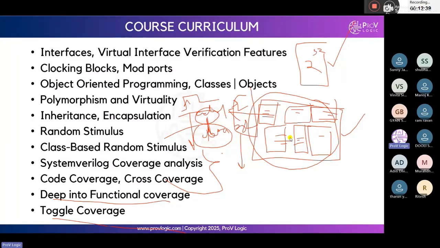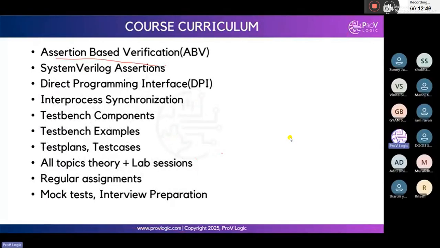Okay, coverage we do for verification. Validating for a behavior means it's an assertion. Okay, we have different types of assertions like immediate assertions, concurrent assertions. Those things we'll discuss in more detail.